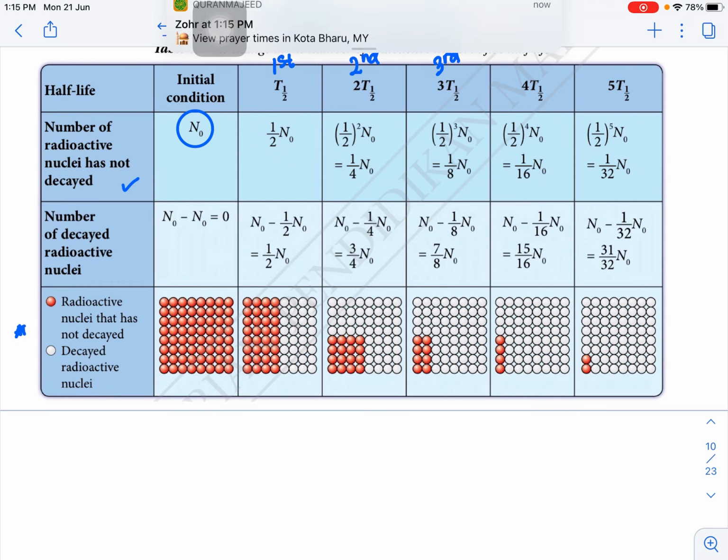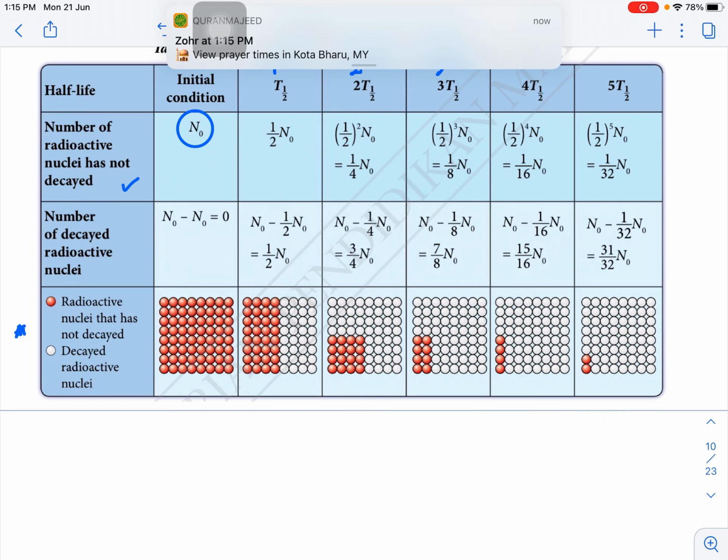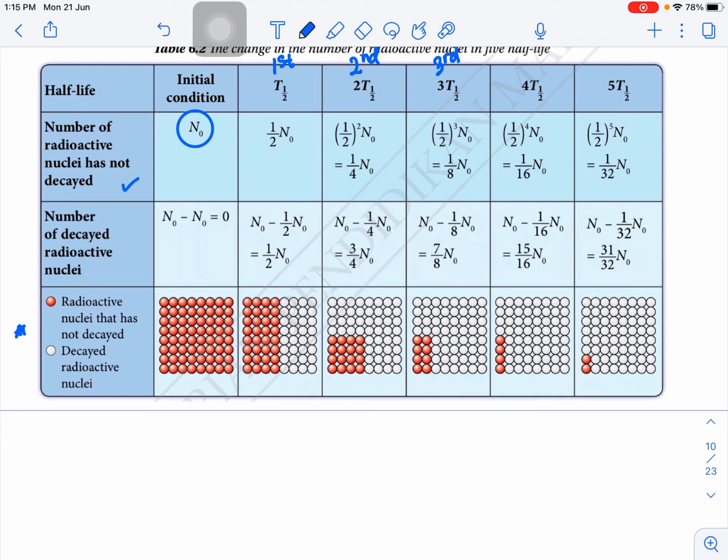After one half-life, half of the atoms have decayed and half have not yet decayed. For the second half-life, a quarter of the nuclei have not decayed, but 3/4 have decayed. Okay, and the process continues. This is the concept of half-life in the form of a diagram.